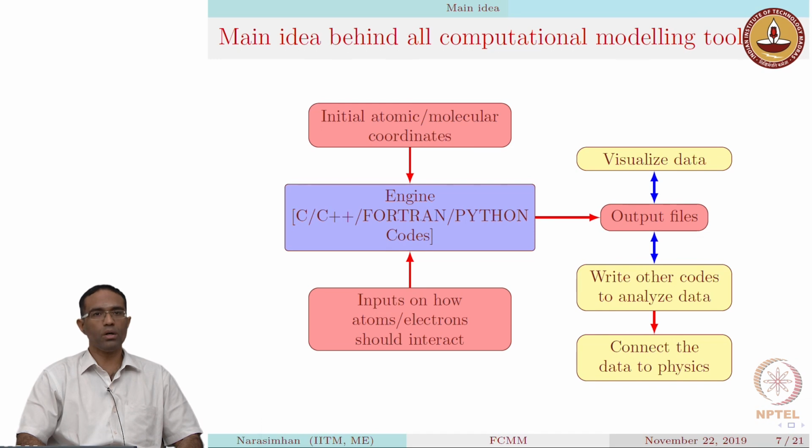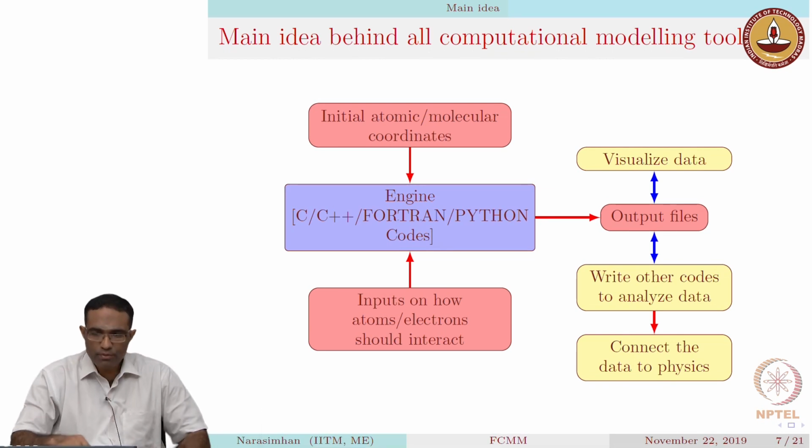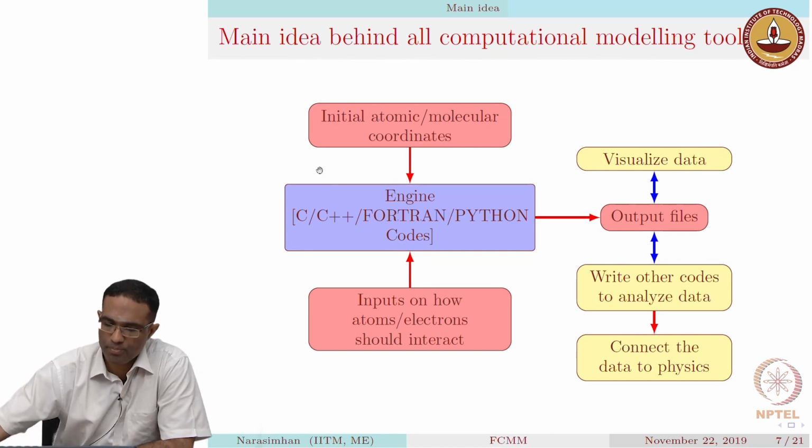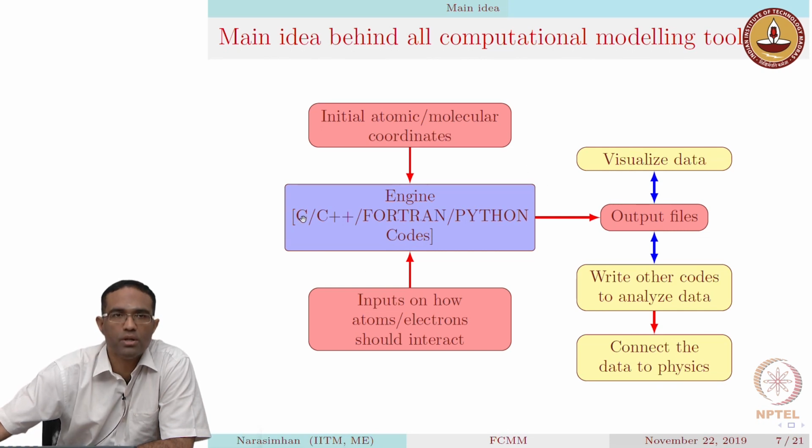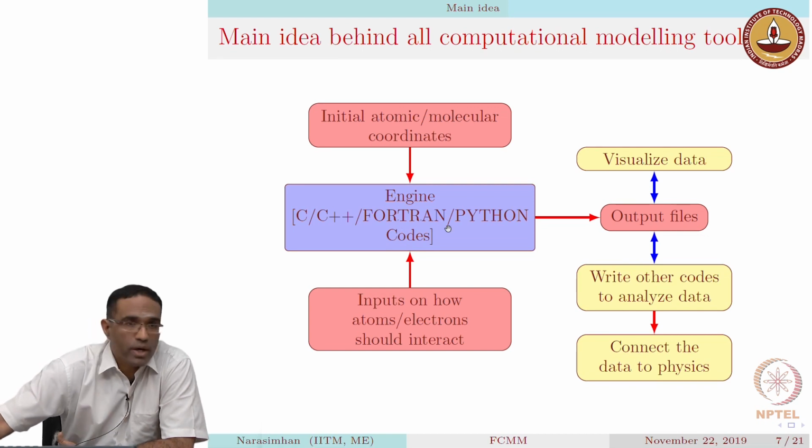Now I would like to talk a little bit about the general philosophy based on which several computational modeling tools work. Specifically, there is something that I call the engine, which is basically a C or a C++ or a Fortran or a Python program that is written and given to us, or we could write it, but the purpose of this course is not to write codes, it is to use this code called LAMMPS.